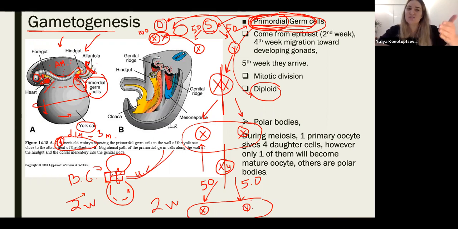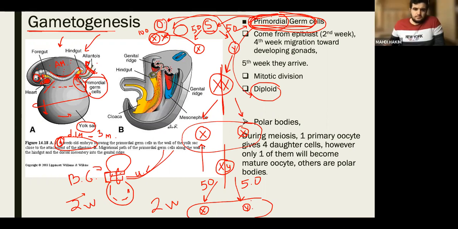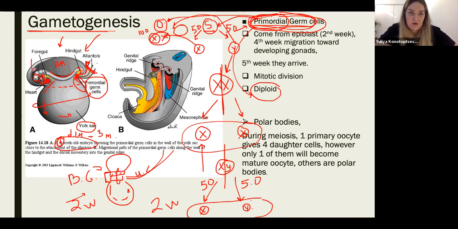How do you know that this is the posterior wall and not anterior? From the head. The head is on the opposite end. The head is here. That means that this part of the yolk sac is anterior. The tail is here. That means that this is the posterior part of the yolk sac. Okay, so try to see the directions.